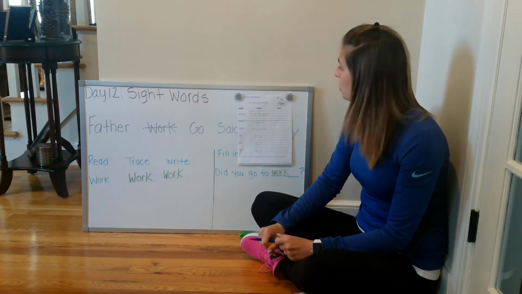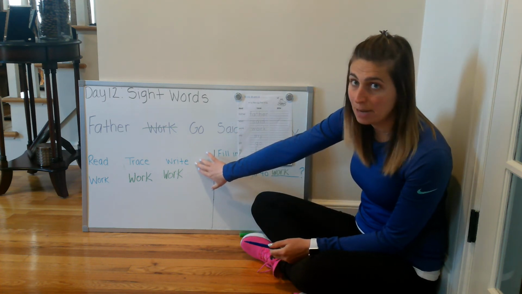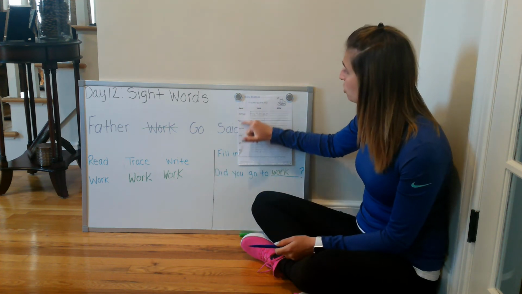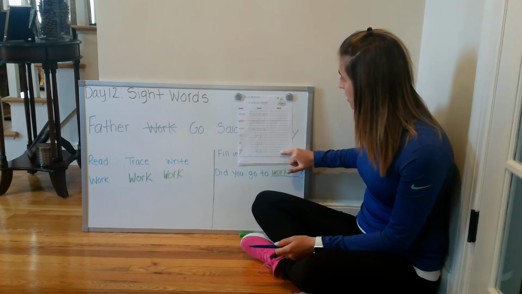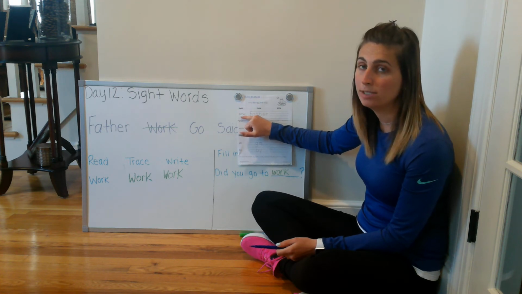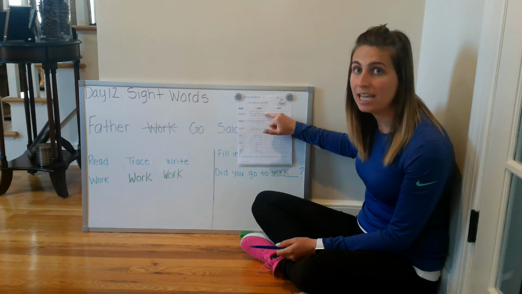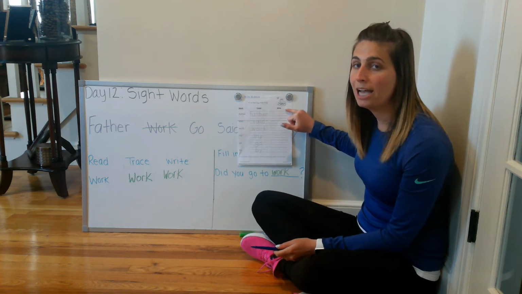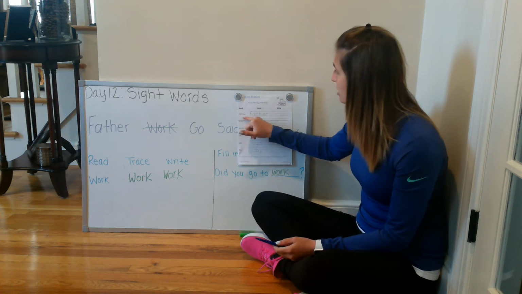Okay, now we're going to complete the first one together. Just like we have here, as I demonstrated on the whiteboard, there's three different categories. First one is read, second one is trace, third one is write. So we're going to first read the word to identify what sight word we're working with, trace the word together as we say each letter when we trace it, and then write the word on our own. As we write each letter, we say each letter to complete the word. So let's start with the first one.